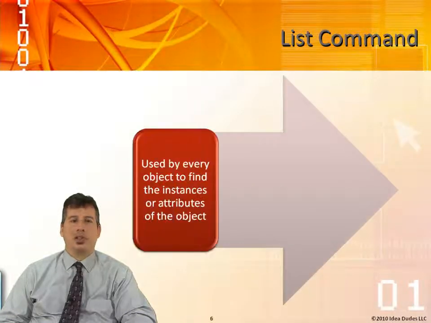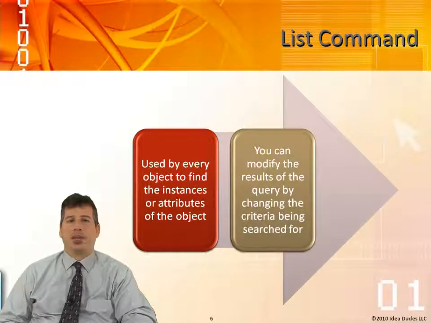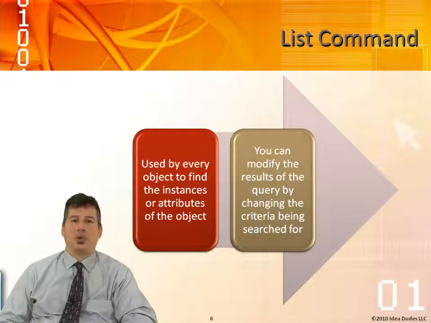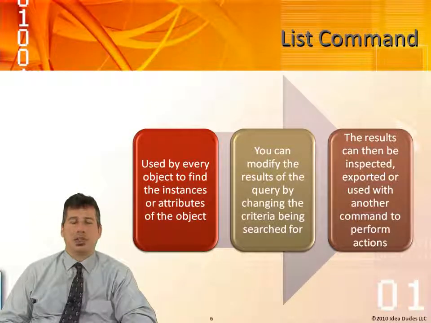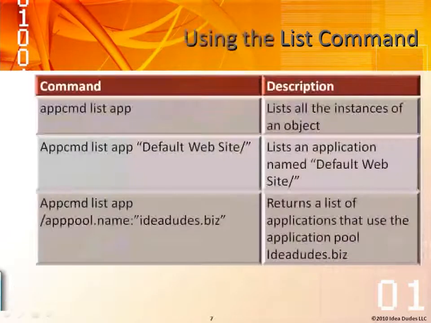So the list command is used by every object to find the instances of attributes of the object. You can modify the results of the query by changing the criteria being searched for. The results can then be inspected, exported, or used with another command to perform actions. So what we can do is pipeline them.